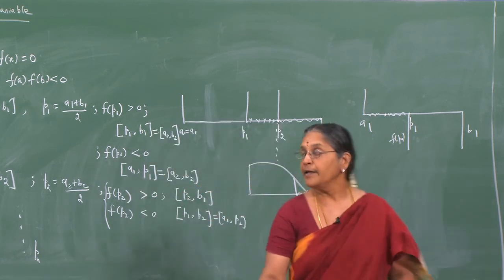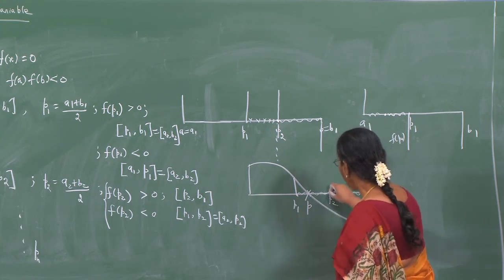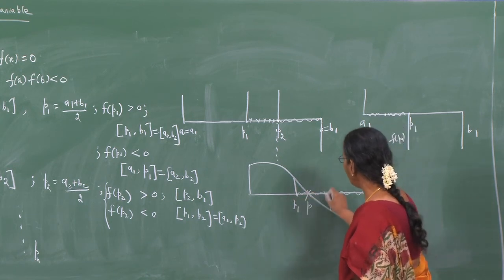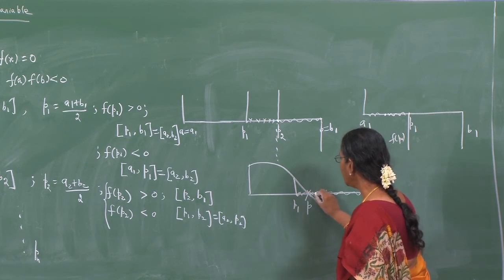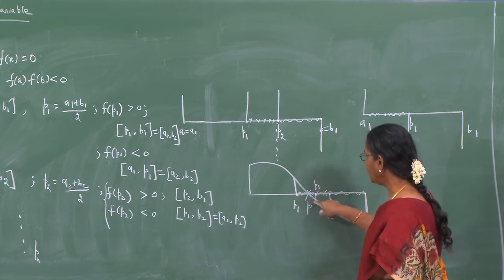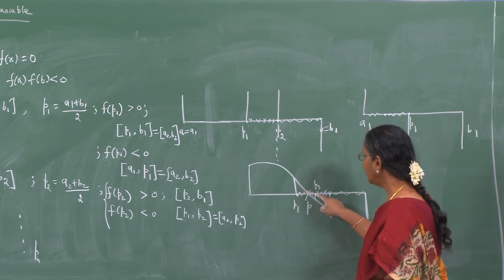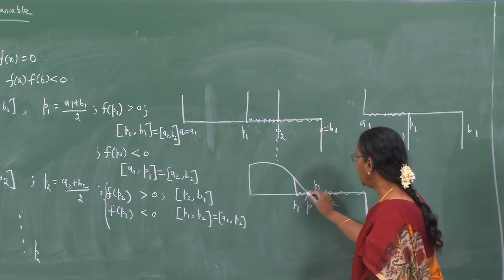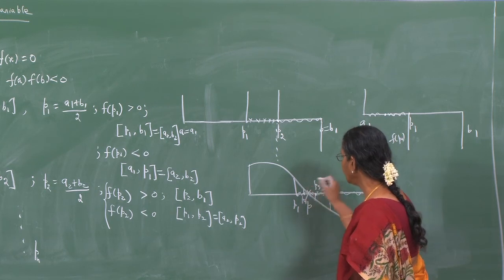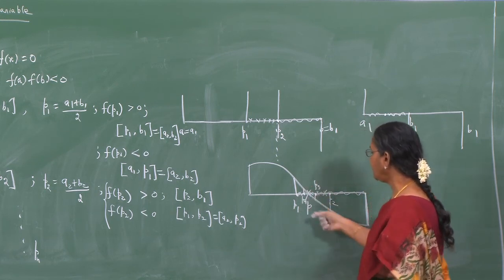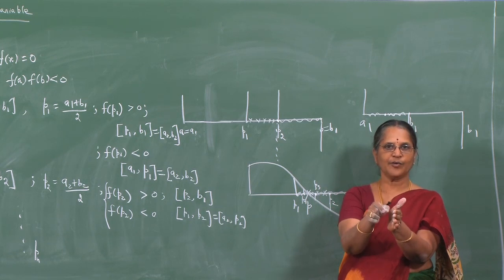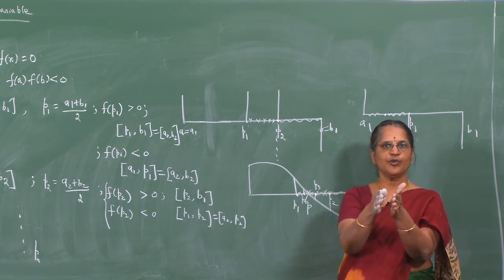And I evaluate what is f of p 2, and I see f of p 2 is negative, f of p 1 is positive. So, a root lies in this portion. I choose the midpoint, that is p 3. I evaluate f of p 3, that is negative, this is positive. So, a root lies in the interval p 1 to p 3, right, and I determine the midpoint, which I call as p 4. If f of p 4 is positive, a root lies between p 4 and p 3. So, every time I reduce the length of the interval enclosing the root of the equation, closer and closer to the root of the equation.